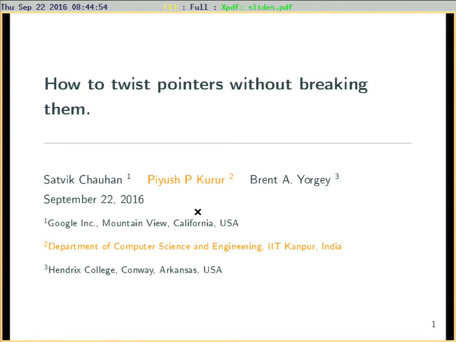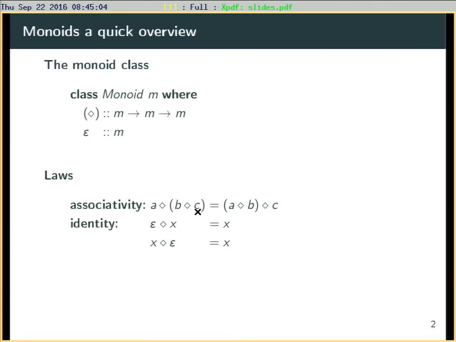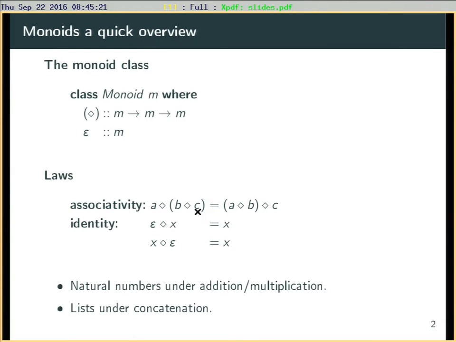So this talk is about an abstraction to handle various pointer tasks in a cryptographic library that we are developing. Okay. So I'll start with monoids because they seem to capture the kind of interface we want to give for these pointer tasks. So monoids are quite familiar. They are essentially types with a binary operation which is associative and has an identity. Okay.